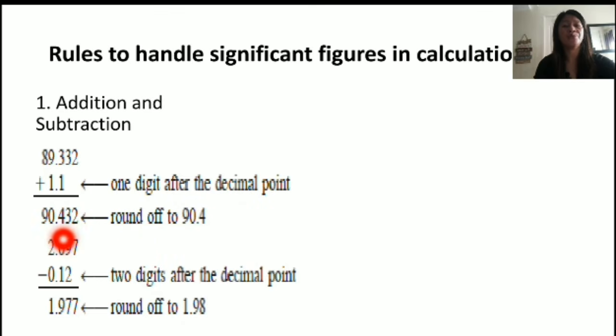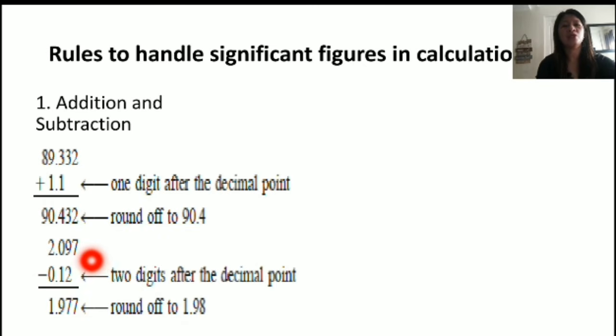So if you get a sum of 90.432, for example, that's the sum of the two here. So you have to round it off such that you will reduce it to one decimal place by doing the proper rounding off. Since the next digit to 4 is 3, you just drop it and retain 4. So the final answer should be 90.4.